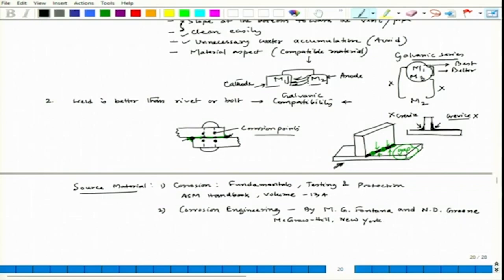Okay. So these two source materials you can refer to get whatever we have discussed. In fact, there it's written in a very short manner. We have discussed a lot. So let's stop here. We'll continue our discussion in our subsequent lectures. We have just covered two design aspects, the guidelines for design. We have a lot more to discuss, and we'll do it in the next class. Thank you.